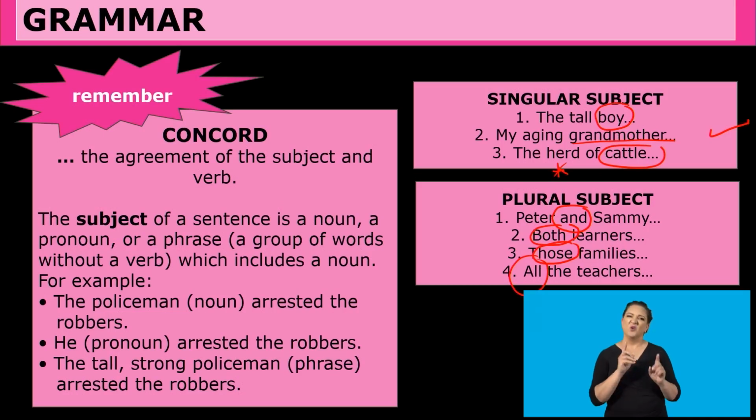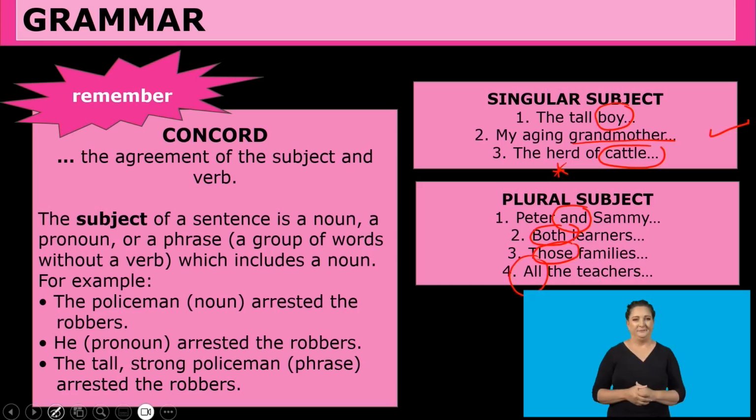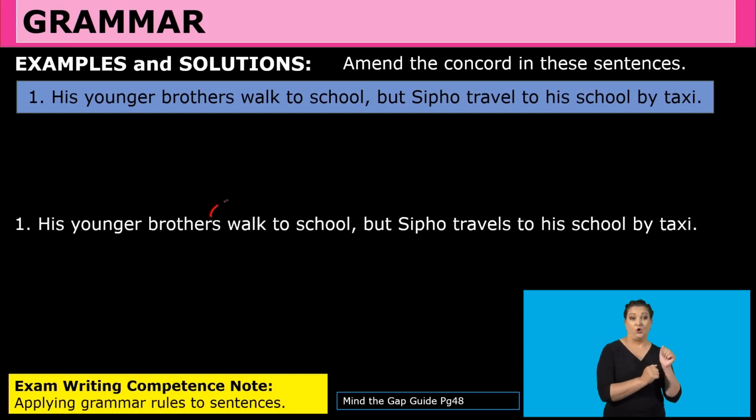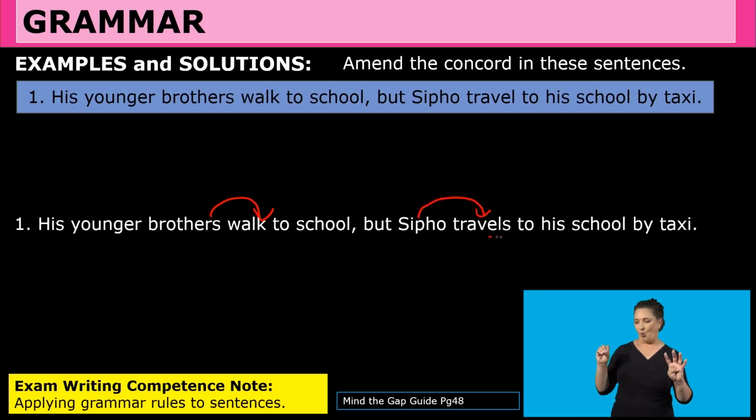Usually, when your plural subject is indicated in a sentence, it will use those identifiables, all right? When we're moving on to our examples, because we're going to amend the concord in these sentences. His younger brothers walked to school, but Sipho traveled to school by taxi. Now, I want you to take note. Can you see? In our response, we see the brothers walk, but Sipho travels. See the S for the singular subject, all right?